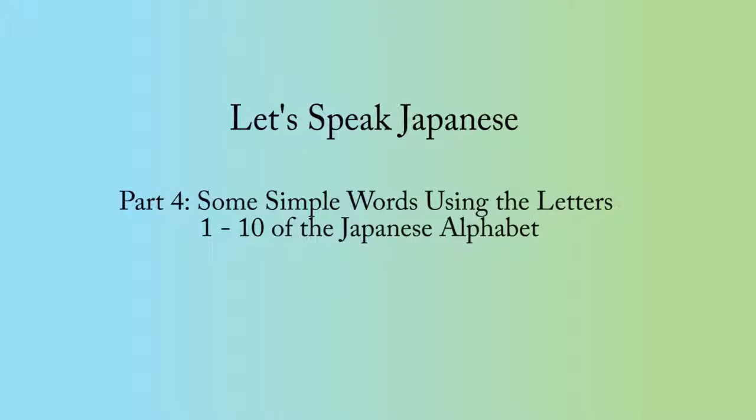So hello everyone and welcome to our fourth video in Conversational Japanese. Now in this video we will be going over some words that are made from the first 10 letters of the Japanese alphabet, which are a, i, u, e, o and ka, ki, ku, ke, ko. Now we will be focusing on pronunciation rather than the vocabulary, with much of the video going over the pronunciation of these words.